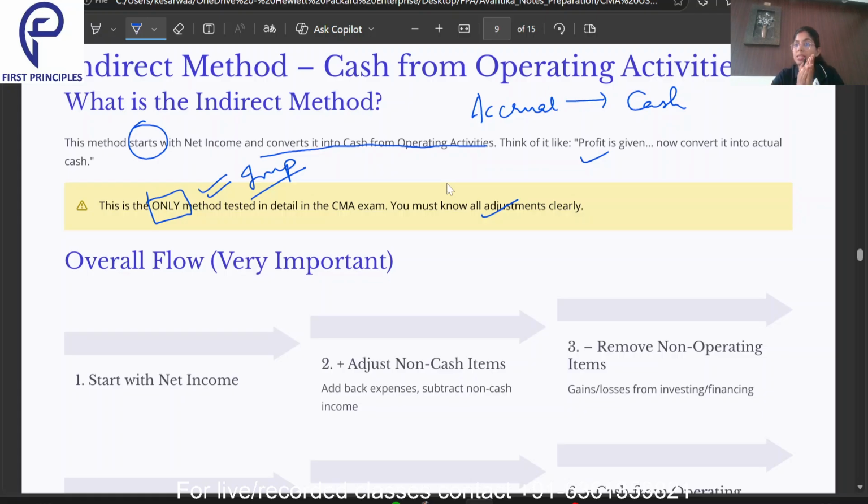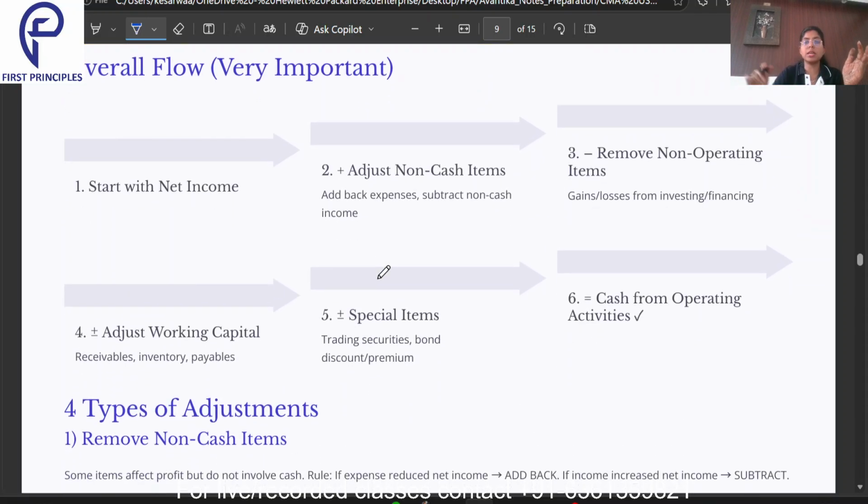So first of all, this is very important from our CMA US exam point of view. Let's understand how to prepare cash from operating activities using the indirect method. How do we start? We have been given 6 steps. Step 1, start with net income. Step 2, adjust the non-cash items. That means add back the expenses and subtract the non-cash income, wherever cash is not associated but it has been included in our income statement. Best example, depreciation.